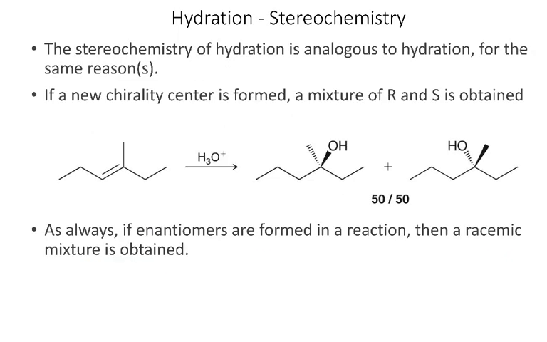So the stereochemistry of hydration reactions is very similar to the stereochemistry, and I'm sorry, this shouldn't say hydration, this should say hydrohalogenation. Right, and that is when we have a chirality center formed, because we have the carbocation intermediate, we're essentially going to get a 50-50 mixture of the R and S configurations.